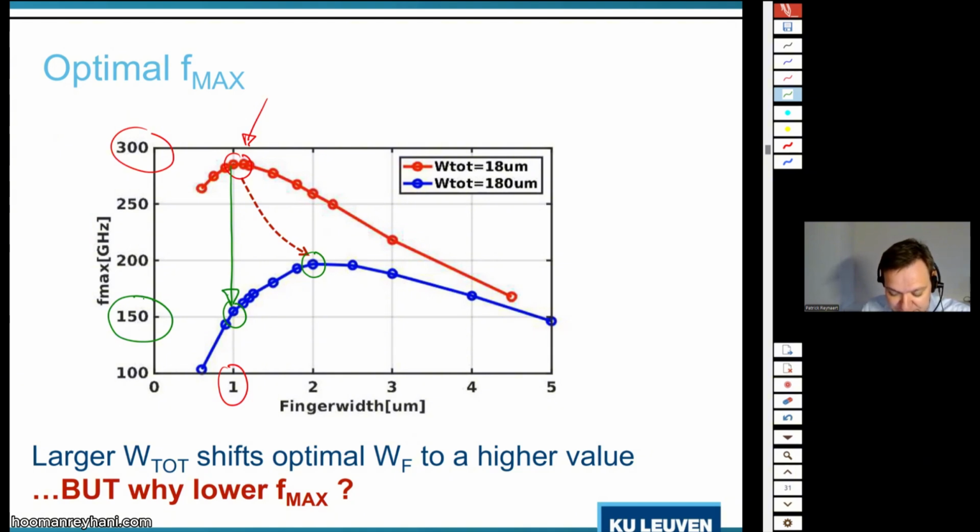And is there a workaround? The answer is yes. You need to optimize your layout. And then you can get somewhat higher fmax. Again, the price is the same, the area is the same, the biasing is the same, but at least we have 200 gigahertz fmax instead of 300 gigahertz fmax.